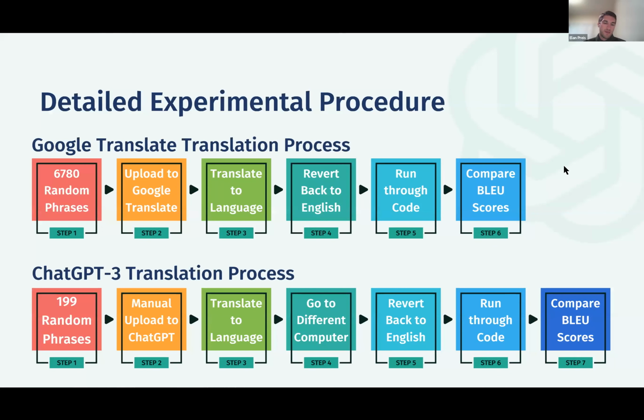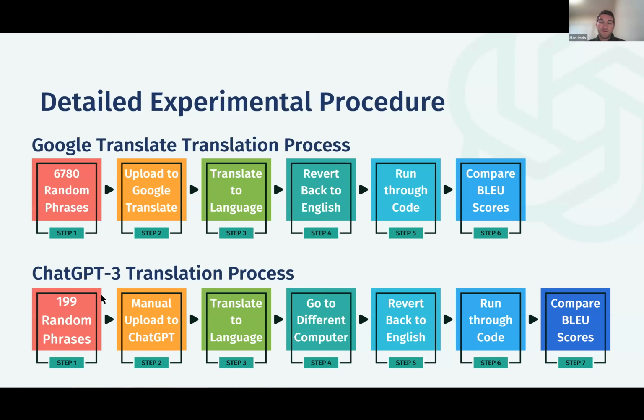To get more detailed on the procedure, for Google Translate, we had 6,780 random phrases. We were able to do a lot more phrases with Google Translate, given the nature of the program. You can just upload a large file to it and it'll output a long list of translations. That was translated to each language, reverted back to English through the same program, and then run through our Python code, which would spit out BLEU scores.